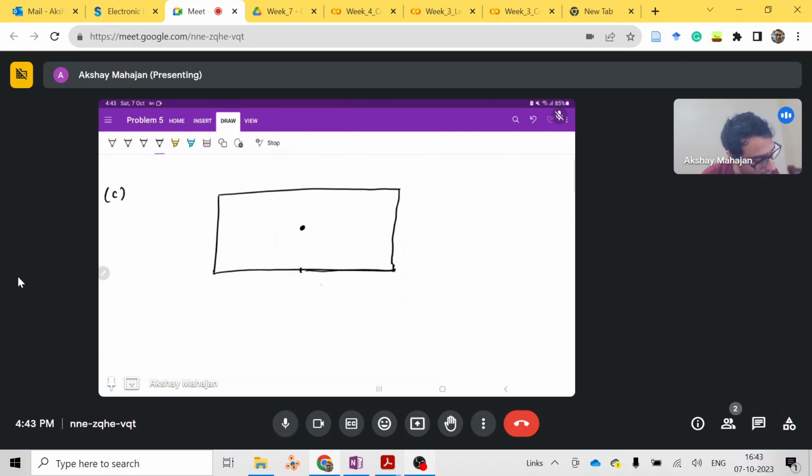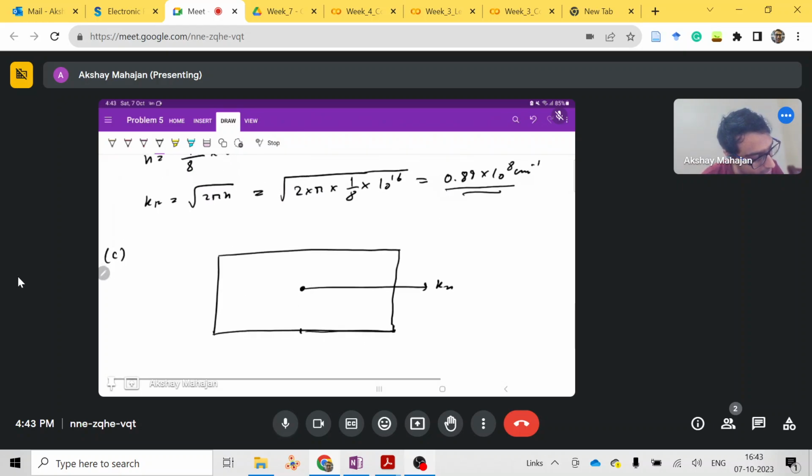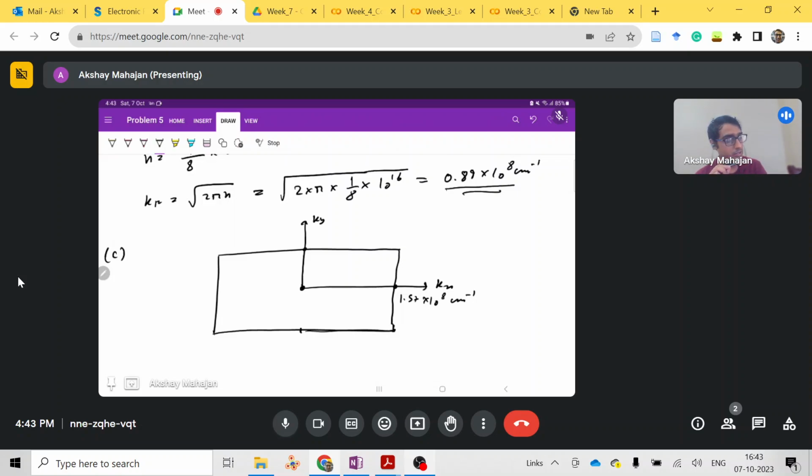This is 1.57. If I have my kx and ky, let's say this is my kx, this is my ky. So this length is 1.57 into 10 to the power 8 centimeter inverse. I am drawing everything in the reciprocal space. Although the units are centimeter inverse, and sometimes things are changed a little bit, I am considering it to be this length only.